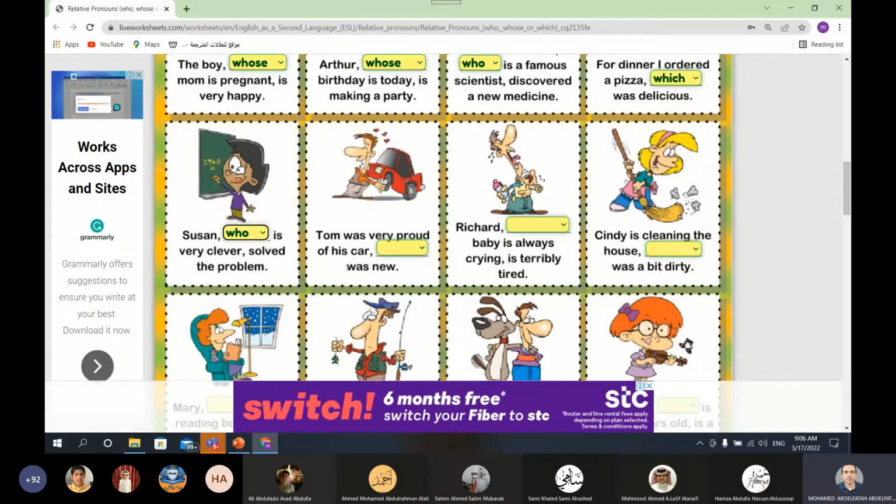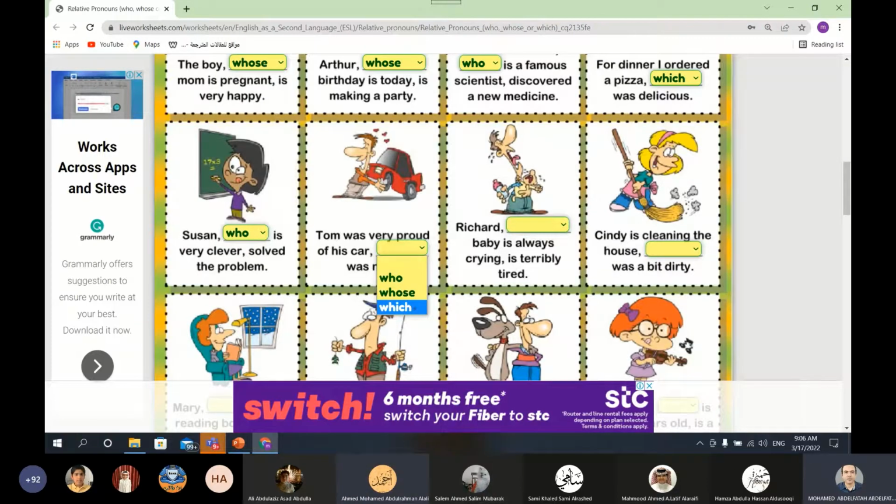The next one. Tom was very proud of his car. This is Tom and this is his car, and Tom is proud of his car. We are talking about Tom or the car, we don't know. Tom was very proud of his car, was new. Now, I am sure we are talking about the car. What was new? Who was new? Tom was new? No. Whose was new? No. Which was new? We are talking about the car. The car is a thing. So what do you think is the correct answer, students?